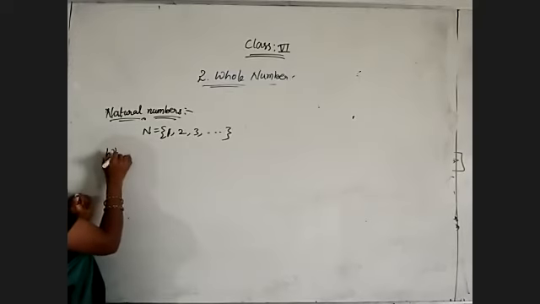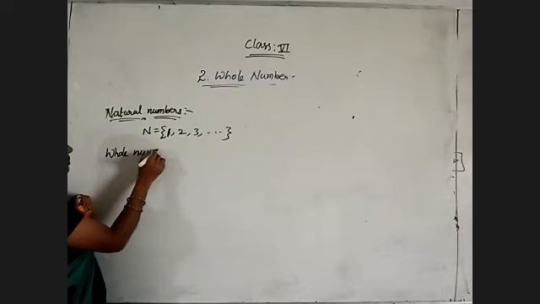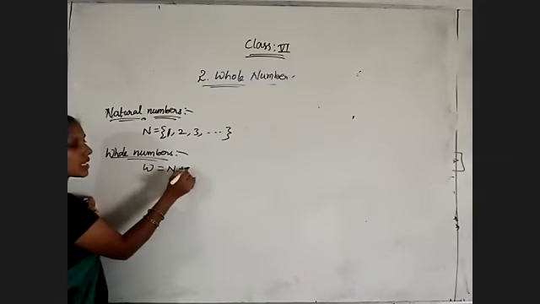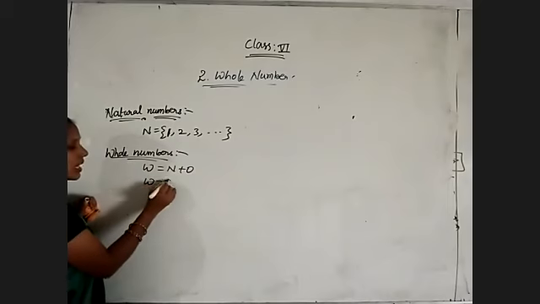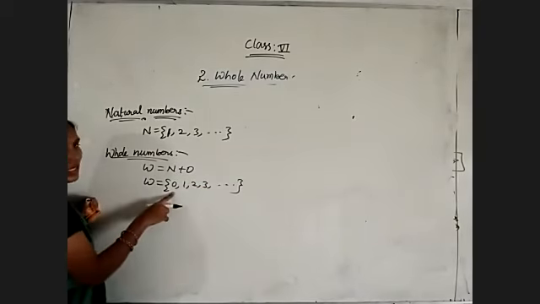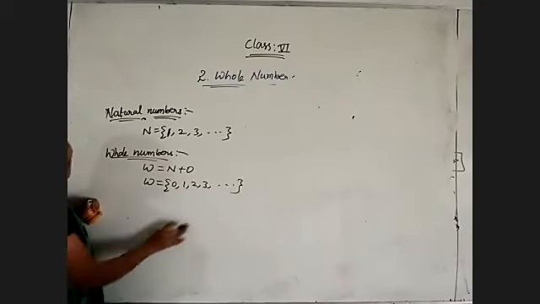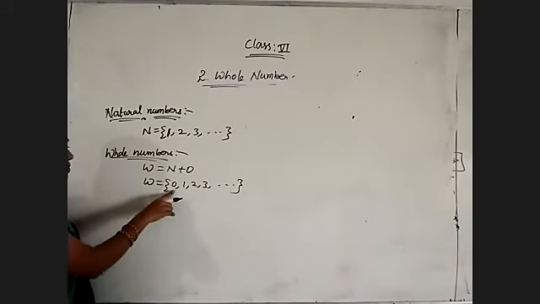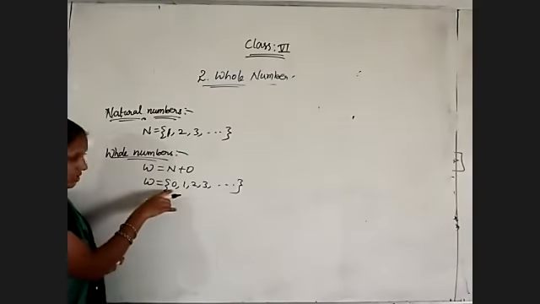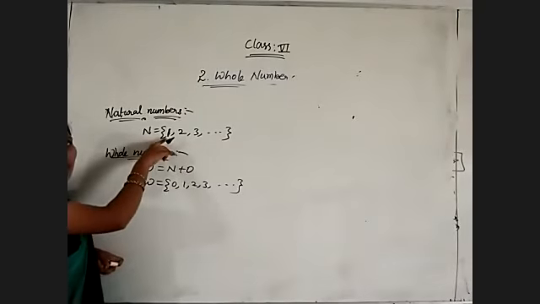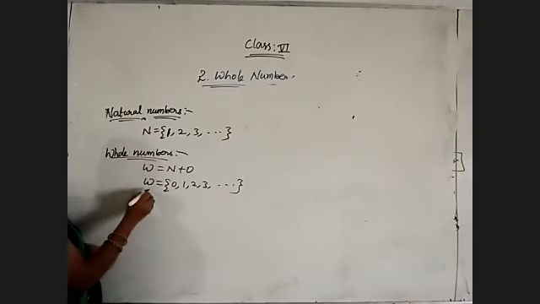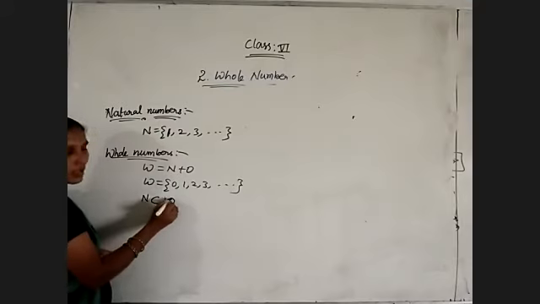And after that, whole numbers. The set of natural numbers including 0 is called whole numbers. They are represented by 0, 1, 2, 3 and so on. The smallest whole number is 0. There is no highest whole number. Okay. And the smallest whole number 0 does not have a predecessor. What is the predecessor of whole number 1? 0. But what is the predecessor of natural number 1? Does not exist.